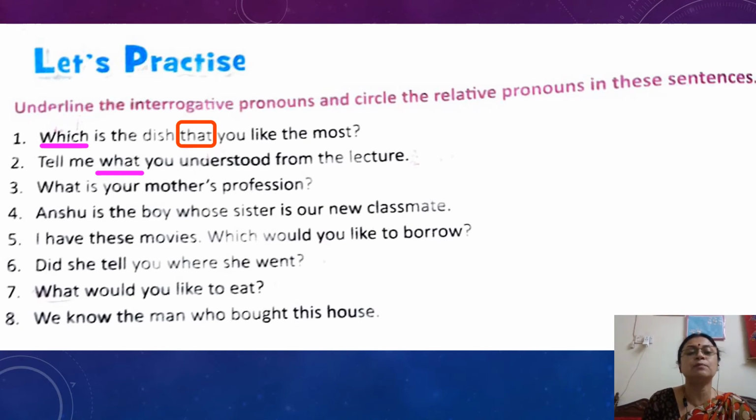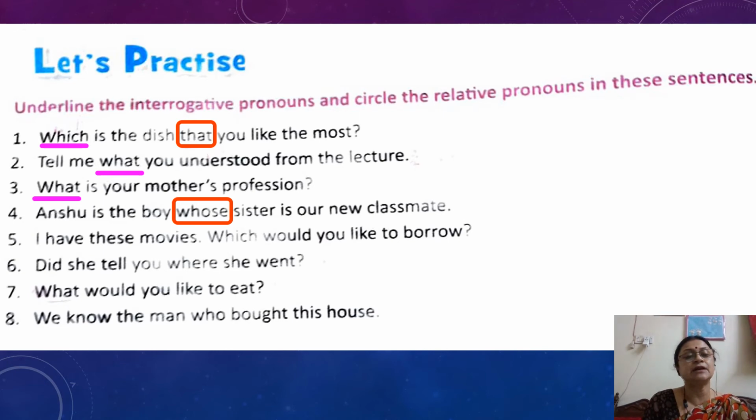The next question, number 3. What is your mother's profession? And here what is asking a question. So, it's also an interrogative pronoun. Number 4. Anshu is the boy whose sister is our new classmate. Here, whose is the pronoun and whose is saying about the noun, the boy, which is already mentioned in the sentence. So, whose is a relative pronoun.